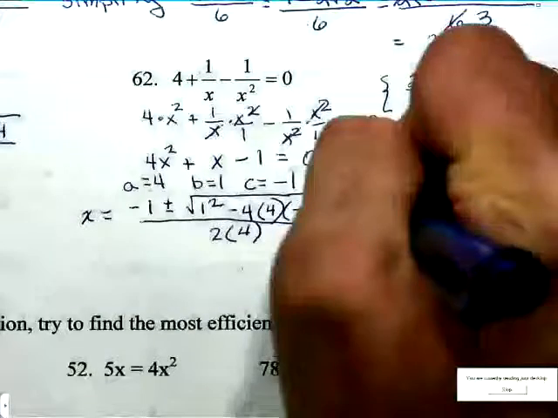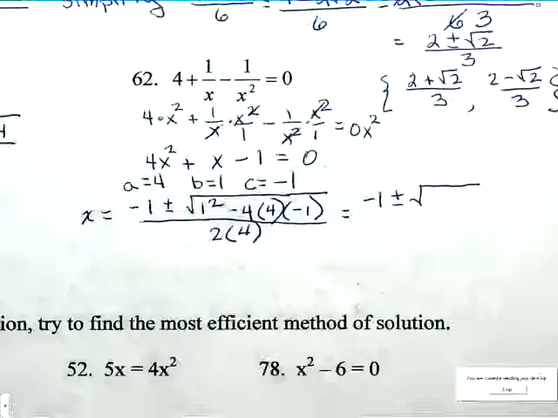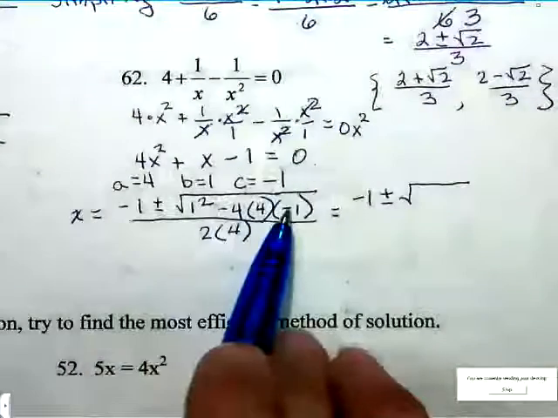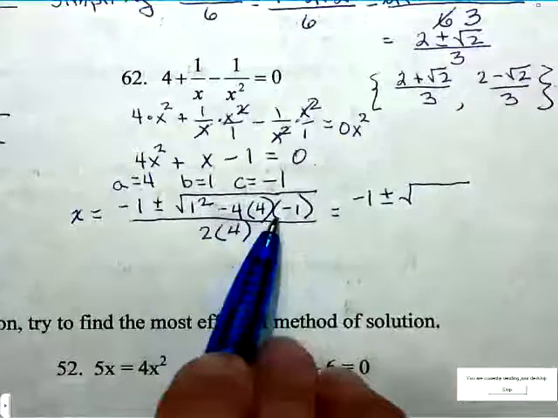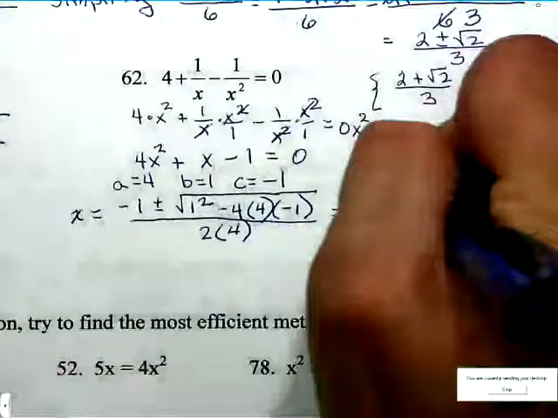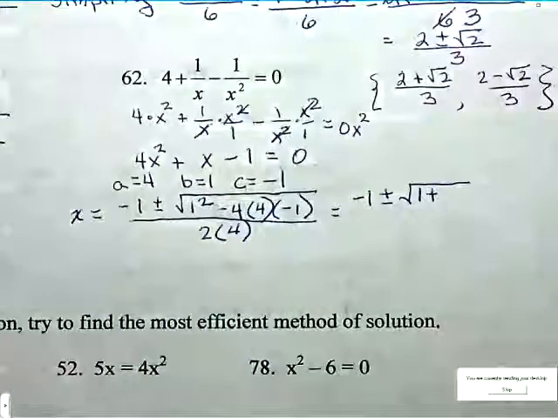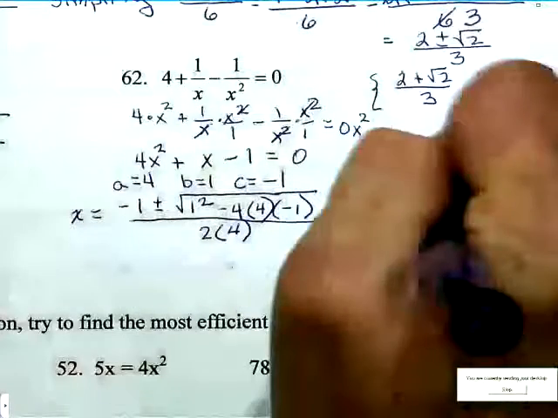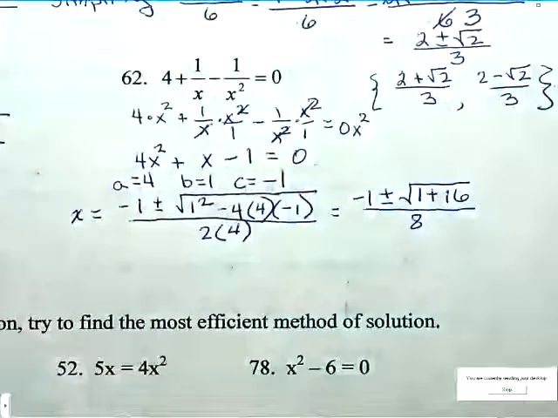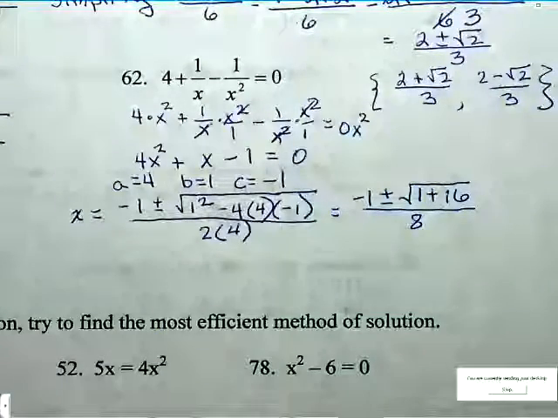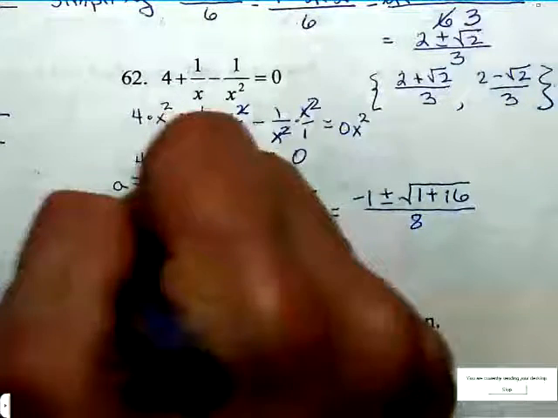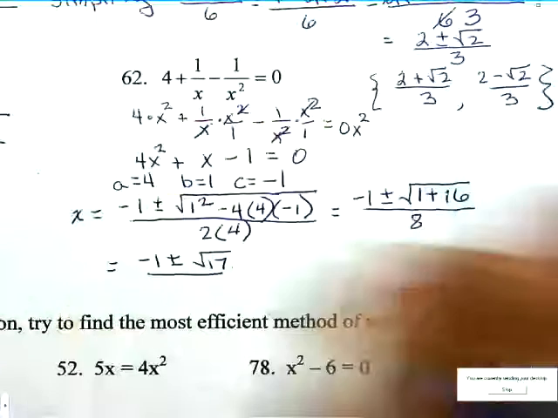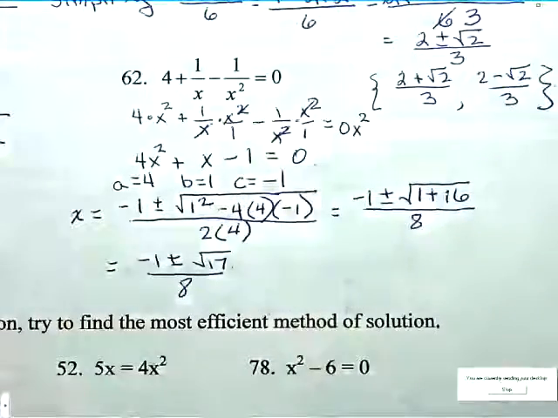-1 plus or minus the square root. Be careful in this second term. Notice I have a negative times a negative. I don't care what the numbers are. A negative times a negative is going to give me a positive. And then I'm just going to multiply the 4 times 4 times 1, which is 16. That would simplify to -1 plus or minus the square root of 17 over 8, period. I started to say 18, but it's just 8.